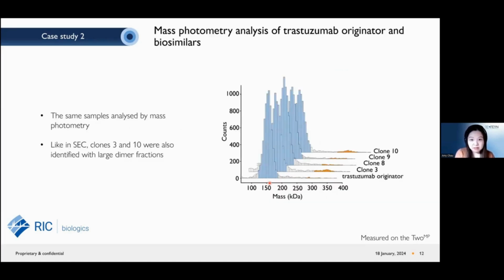And the same 5 samples were measured with mass photometry, and the mass histograms were generated, shown here on the right. The blue region was identified as the antibody monomer based on its mass, whereas the orange that is highlighted here in these smaller peaks corresponds to the dimer peak. And comparing all 5 samples, clones 3 and 10 have the larger dimer fractions compared to the rest. So it's very similar to the conclusions that we got from the SEC chromatograms.